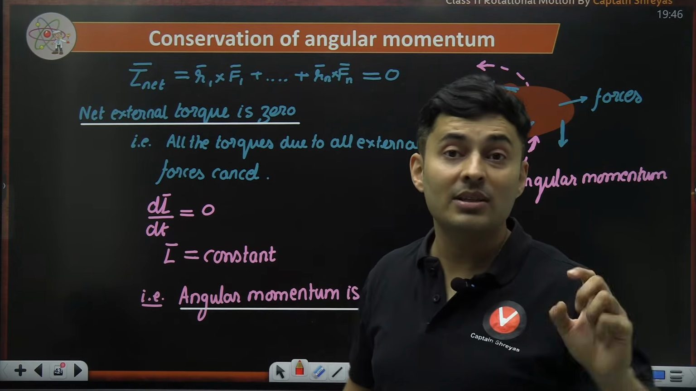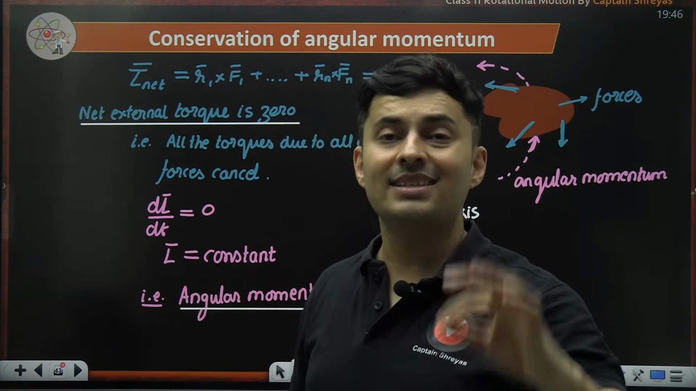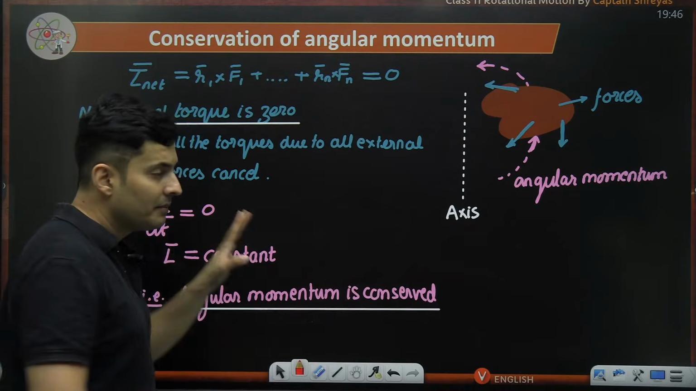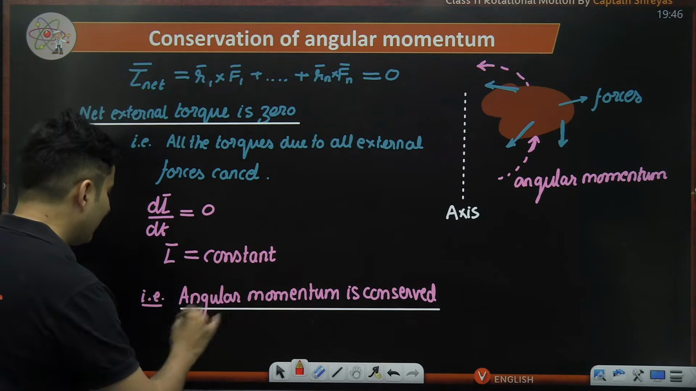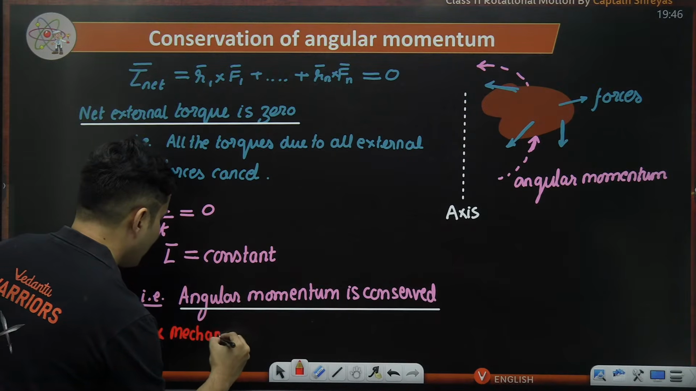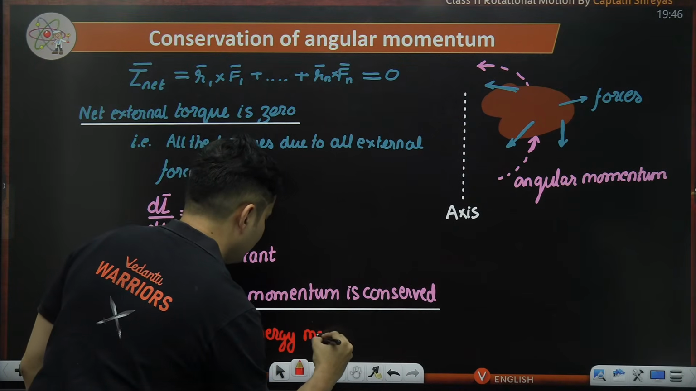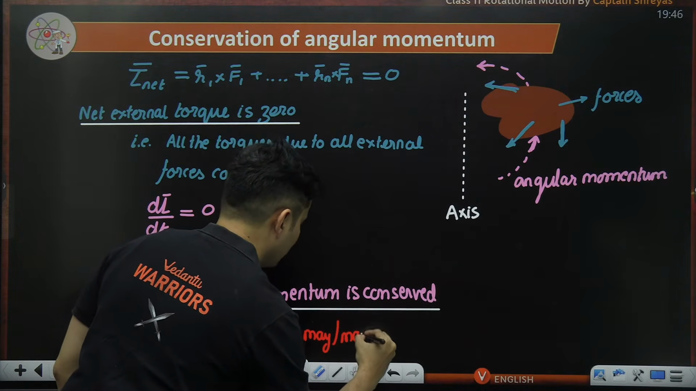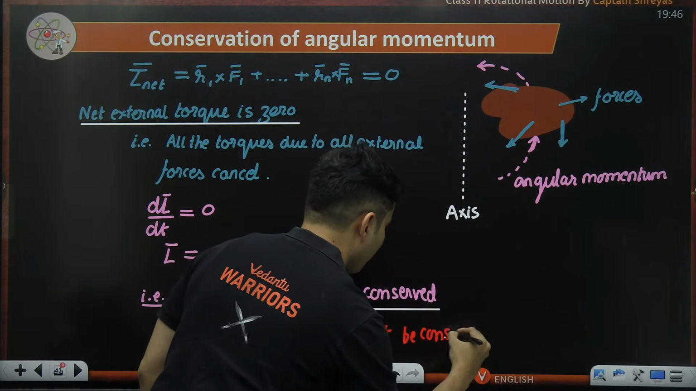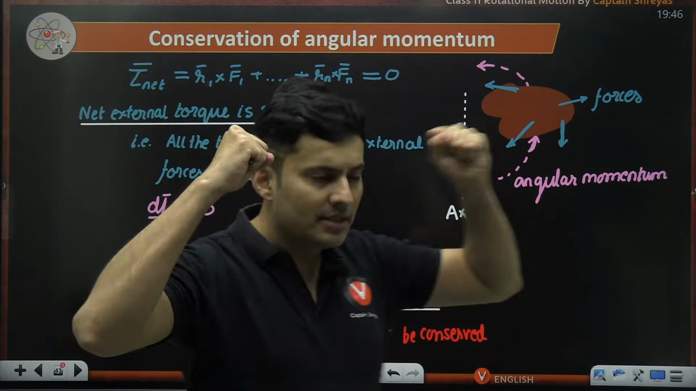That is another funny part, because mechanical energy is only conserved if non-conservative forces are absent and not doing work. So there is no guarantee mechanical energy will be conserved. So a very important line I will mention over here: mechanical energy may or may not be conserved. There is no guarantee. Very, very important, all these lines. So put it inside your head.